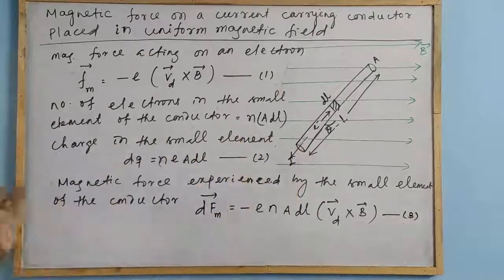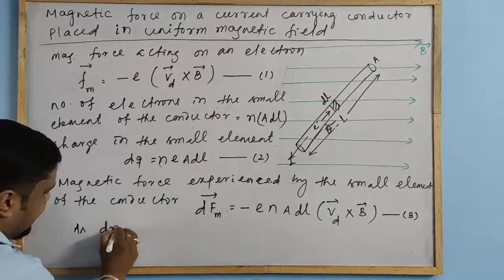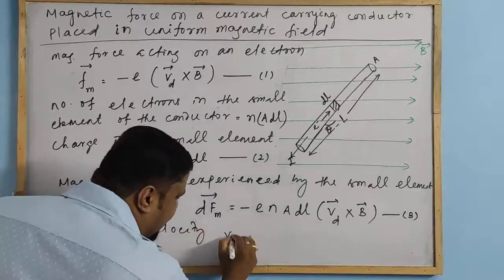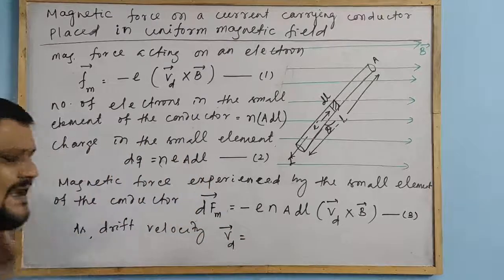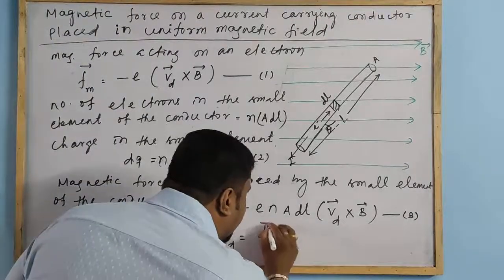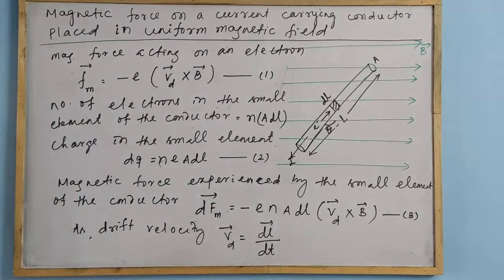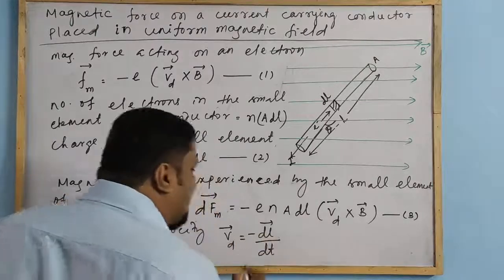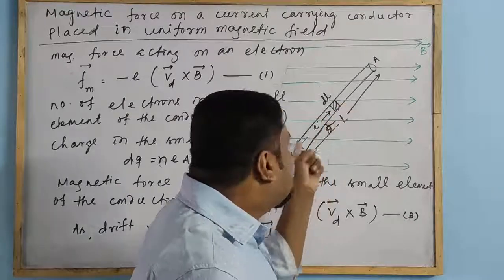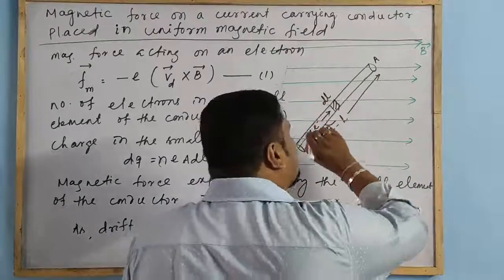Clear? Now let me take drift velocity Vd is equal to, what is the drift velocity of the electron? Here this is equal to length dl by dt. That is also one expression, Vd is equal to dl by dt. But here I will take a negative sign. Why? This electron, the dl is along this direction, along the direction of current, but the electron is moving opposite. So dl is along this direction, the electron is opposite.